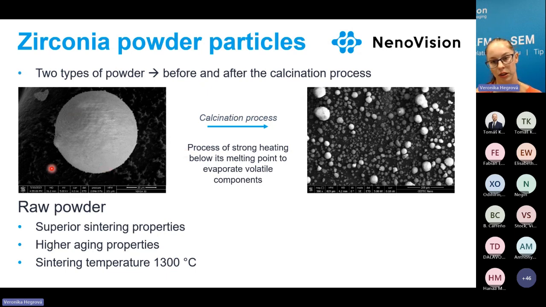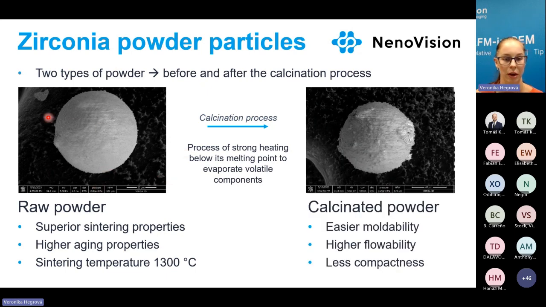If we have a closer look, we already see some differences. Raw powder looks like this, calcinated looks a bit different. But what's more important is that the calcinated powder has easier moldability, higher flowability, and it's less compact. And we'd like to see if it is because the surface changed.